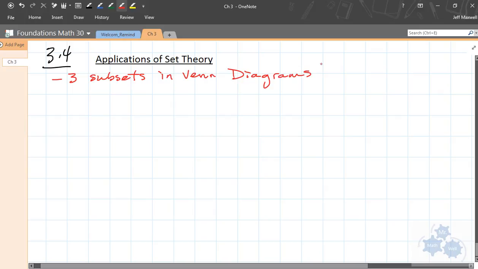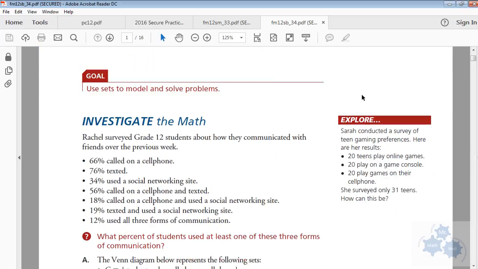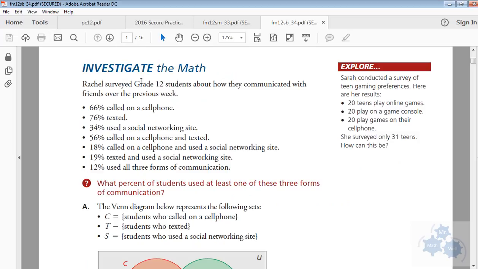the example on page 179. Investigate the math. So let's just bring that up. In your textbook it should look like this. There's 3.4, and the investigate the math here is going to look like this. So let's take a look at this question.